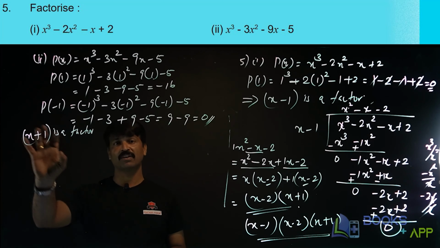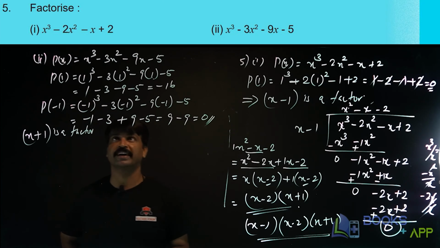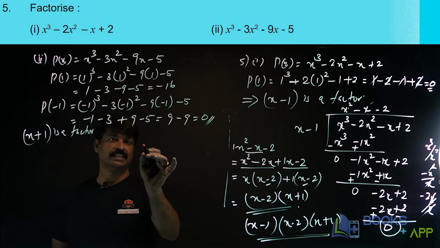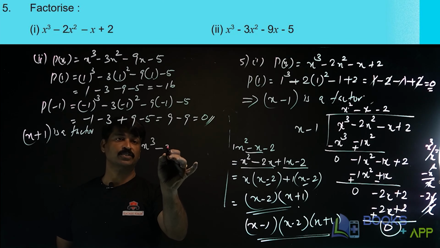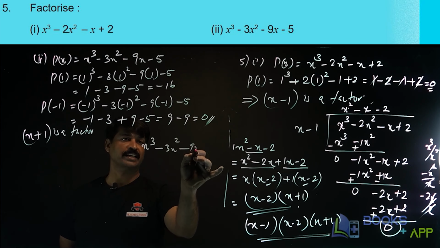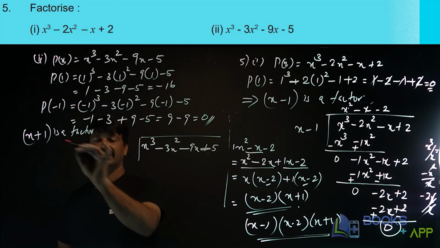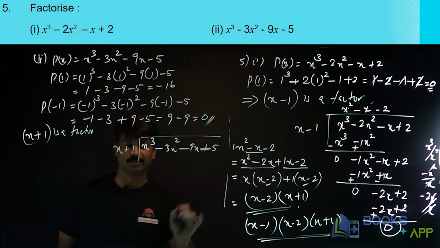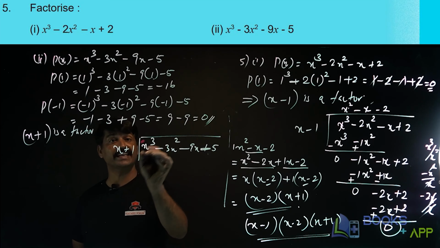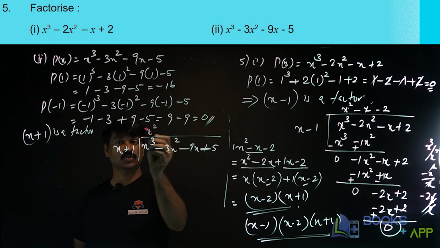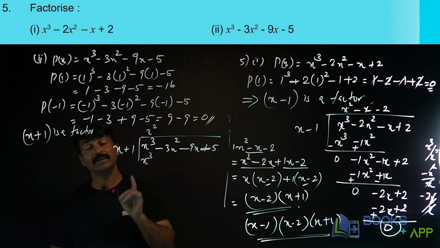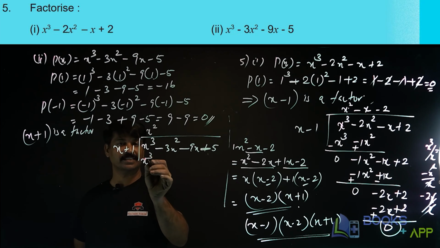So the first factor we got. The remaining 2 factors we have to find out. For that, what you have to do? Yes, x cube minus 3x square minus 9x minus 5 has to be divided by x plus 1. So the remainder will be 0. Okay. What is x cube by x? That is x square, because x square into x is equal to x cube. Here, the first term should be always the same. So x square into x, x cube.